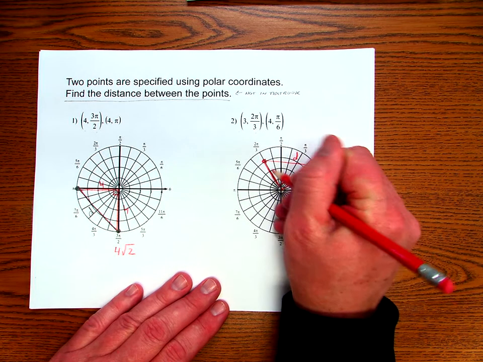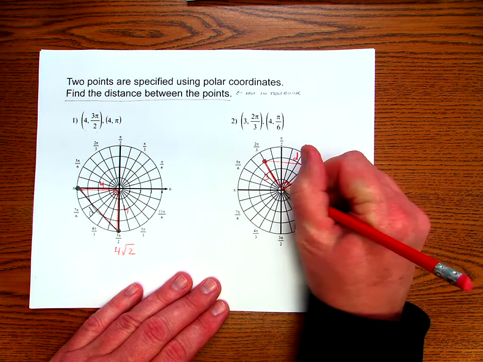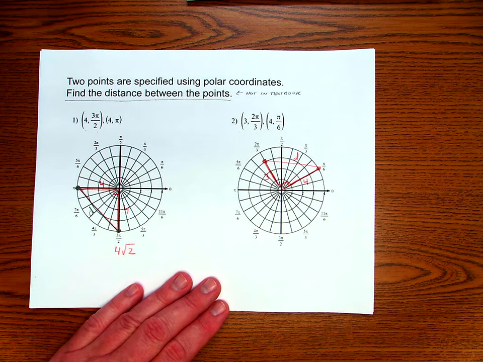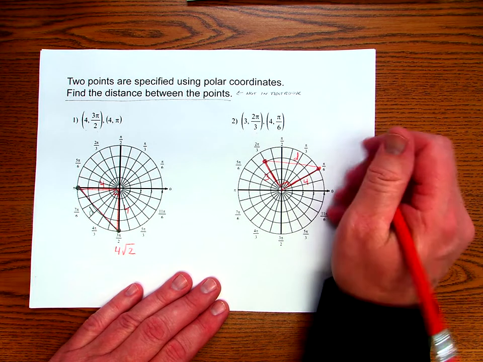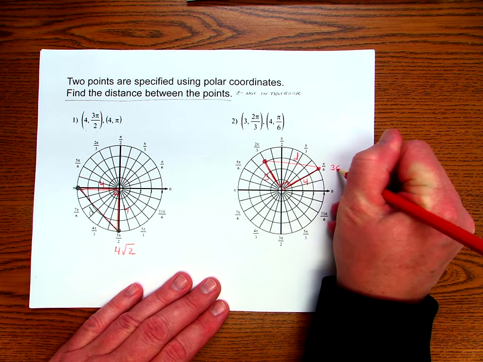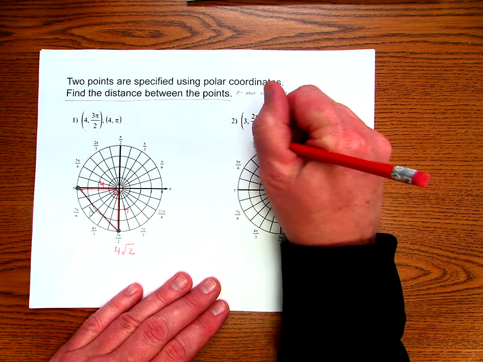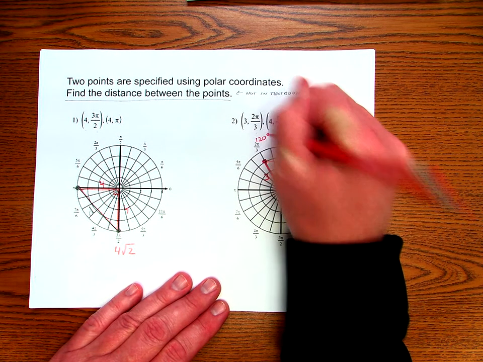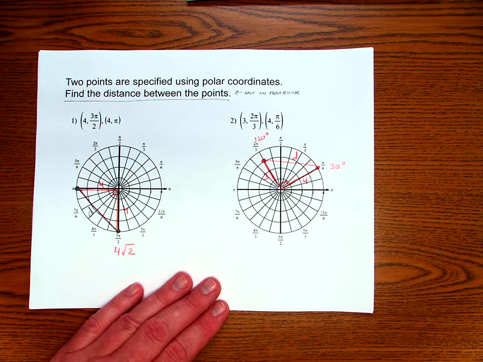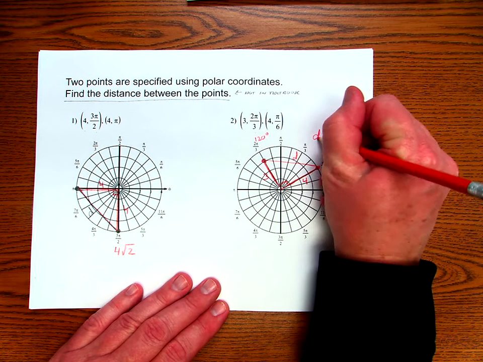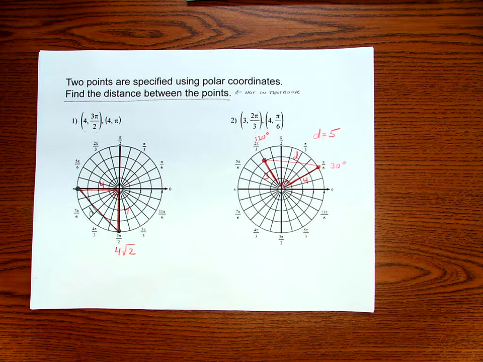So we know that this leg is 3. This leg is 4. And just to verify that that is a right angle, we can think about it in degrees. Pi over 6 is 30 degrees. This is 120. From 30 degrees to 120 degrees is 90 degrees. So we have a 3, 4, 5 right triangle. So that distance is 5. And it's a distance, so it's an absolute value. It's 5 units. There's no positive, negative issues going on here.